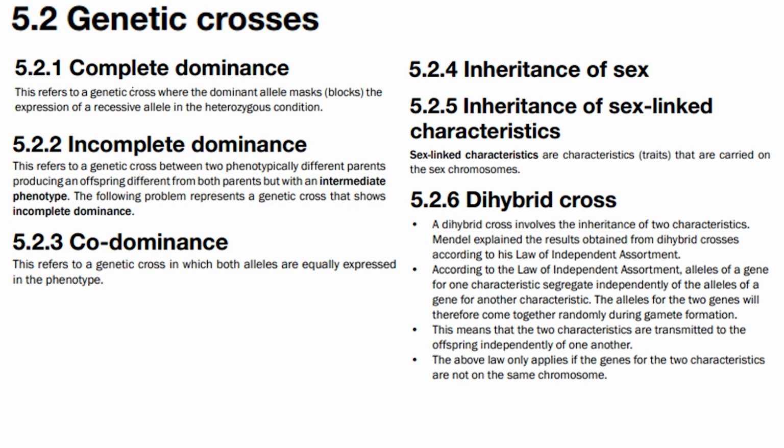Complete dominance refers to a genetic cross where the dominant allele masks the recessive allele. Therefore, the dominant allele will usually be a capital letter, such as capital T, and the recessive allele will usually be a small letter, such as small t.